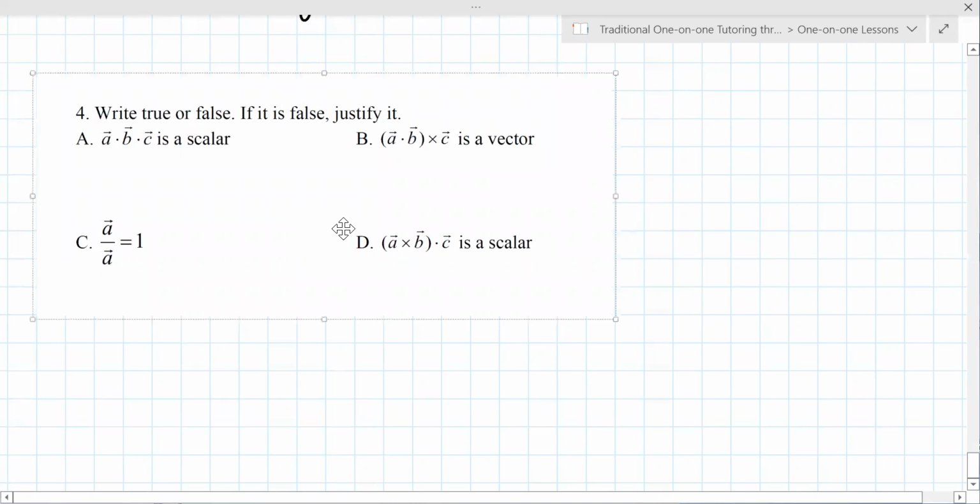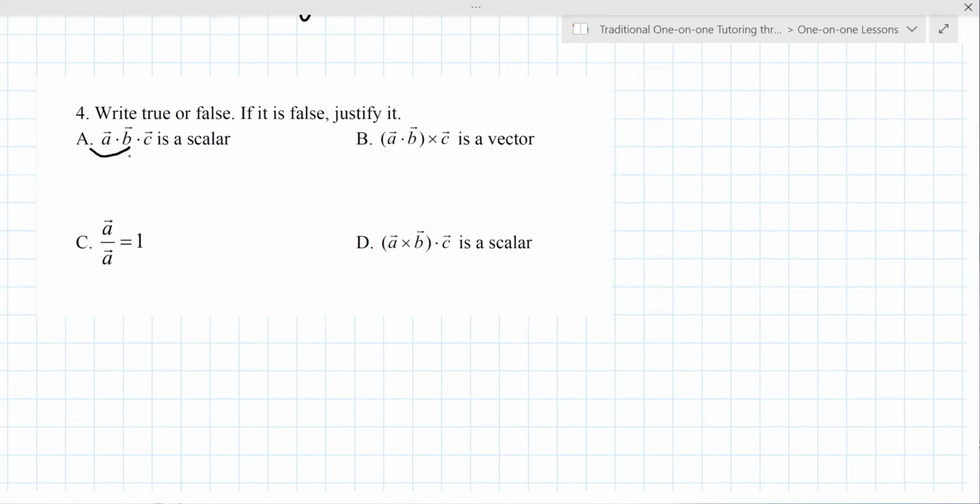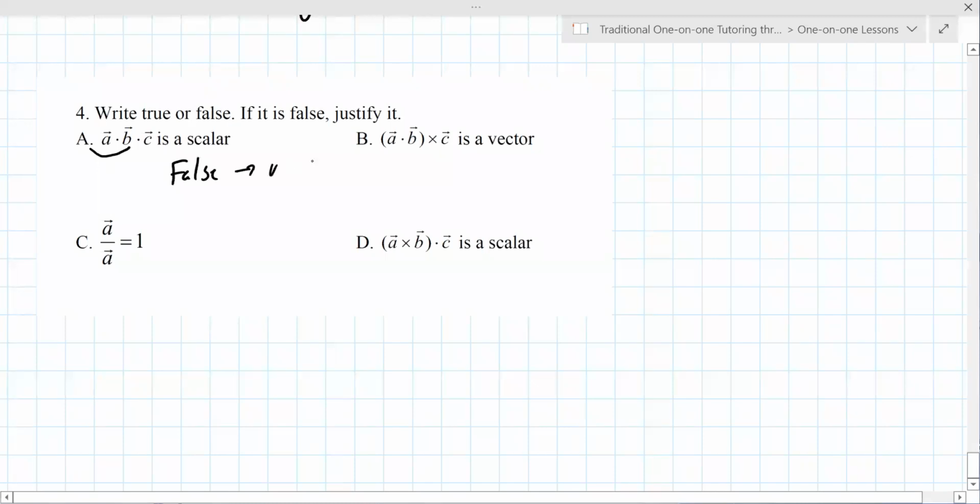All right, so a dot b dot c is a scalar. Kind of already looked at that. If you dot two vectors, you get a scalar, but once you add a third in, you're taking a number times a vector. That gives you another vector. So this one would be false. It actually produces a vector.